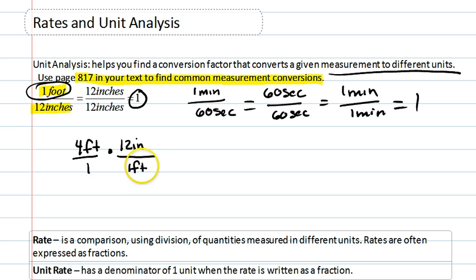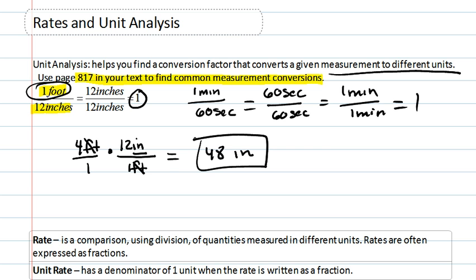Now notice I have feet on the top and the bottom, and both of these can cancel out, which will leave my answer in inches. Well, 12 times 4 is 48, so 4 feet equals 48 inches.